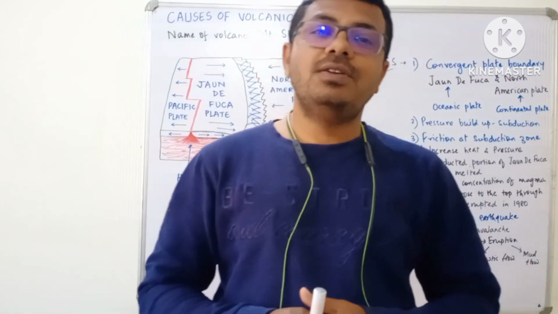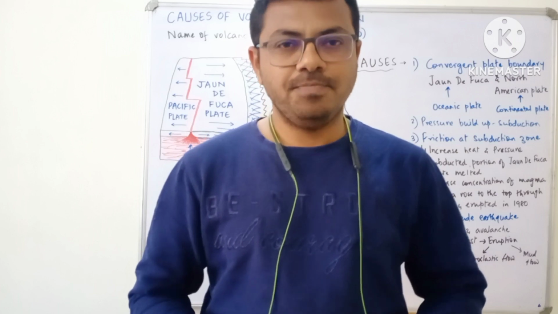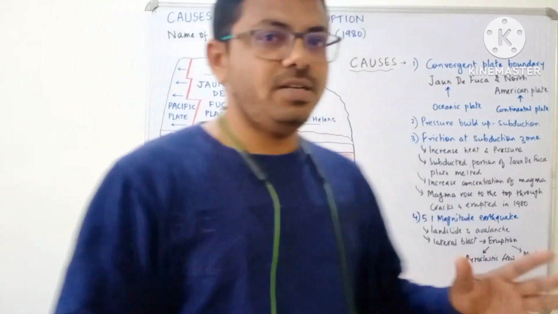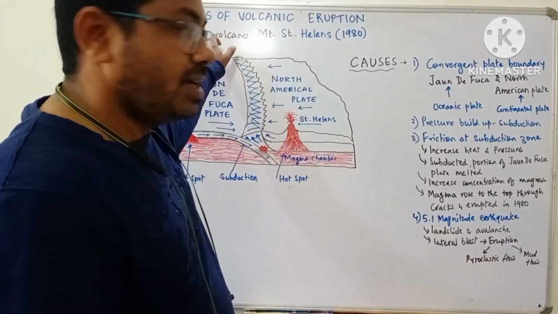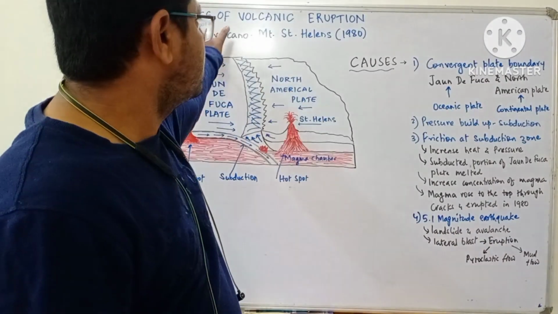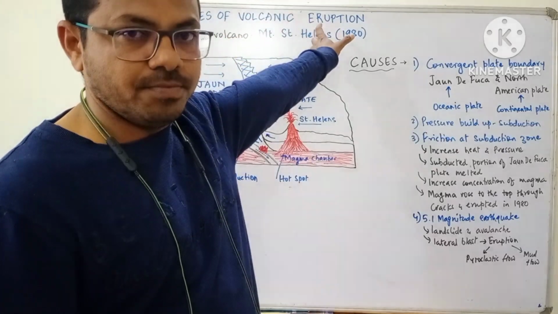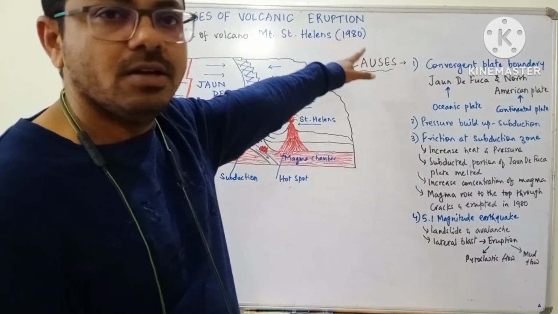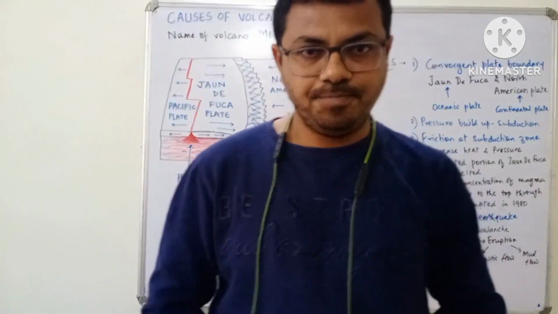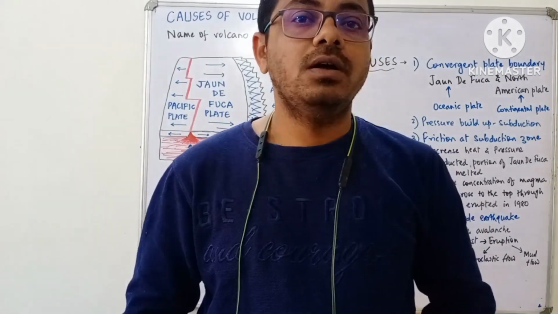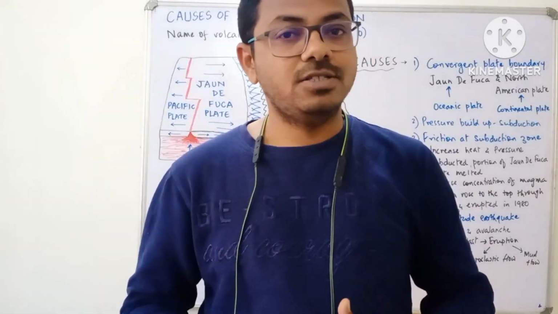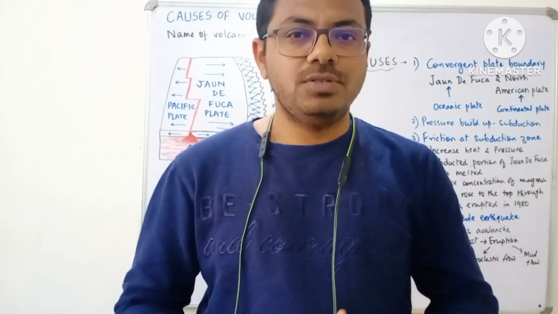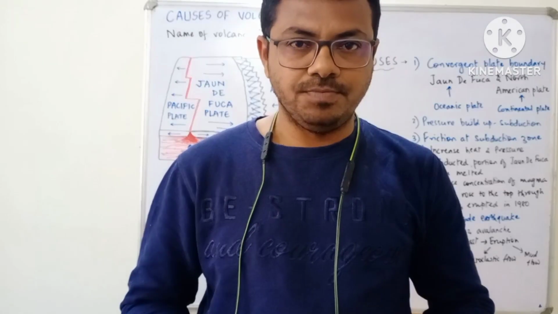Today we are going to learn about a case study on a volcano. As you can see on the board, the case study title is Causes of a Volcanic Eruption. The name of the volcano is Mount St. Helens, which erupted in 1980. So we are going to learn about how Mount St. Helens erupted in 1980. What were the causes of this eruption?